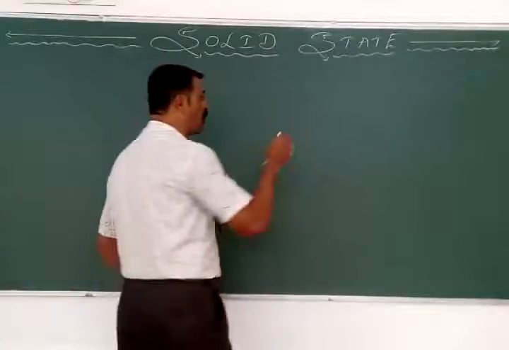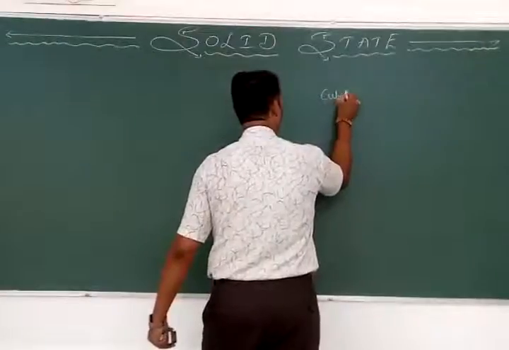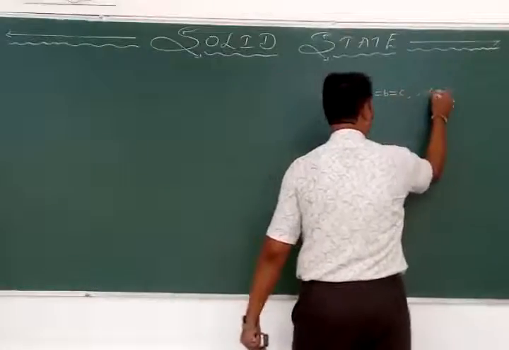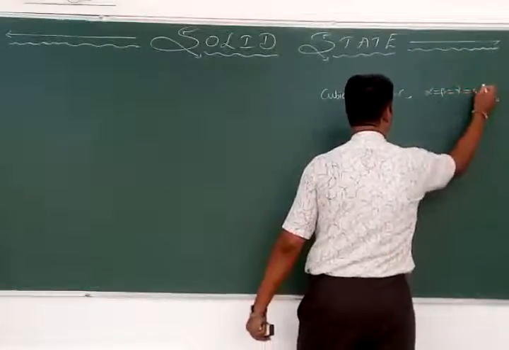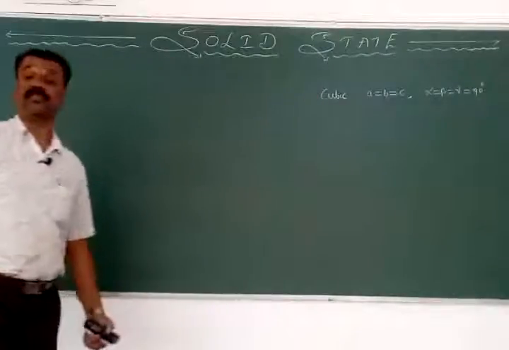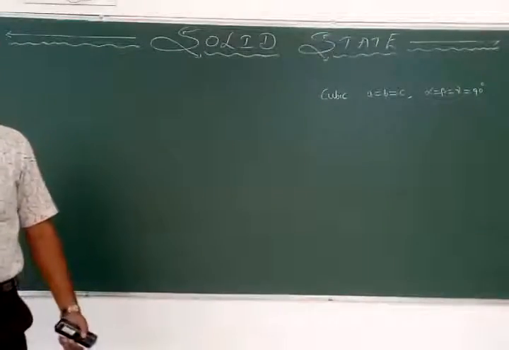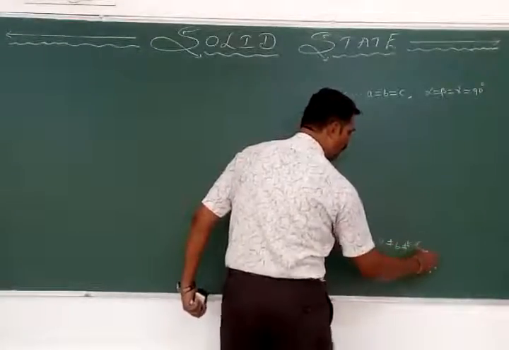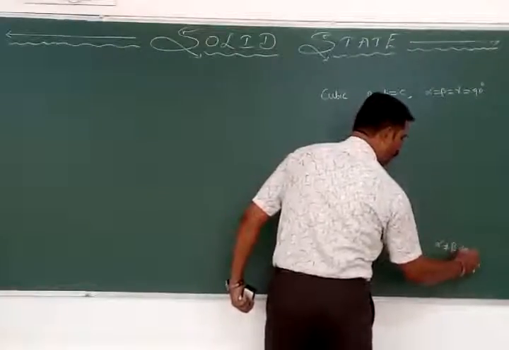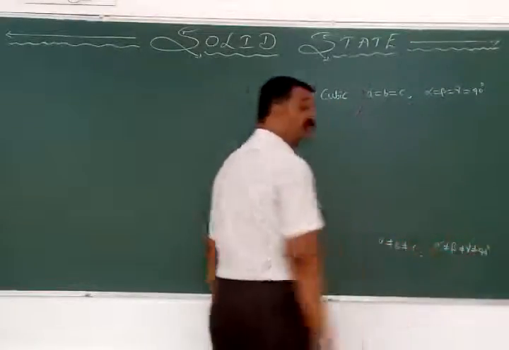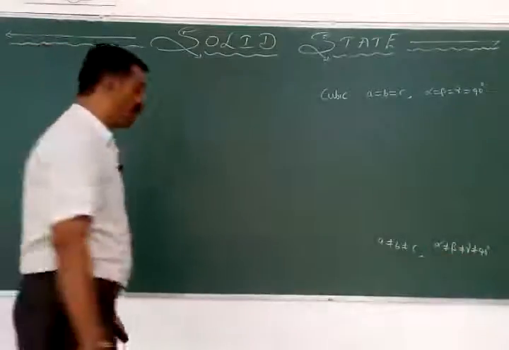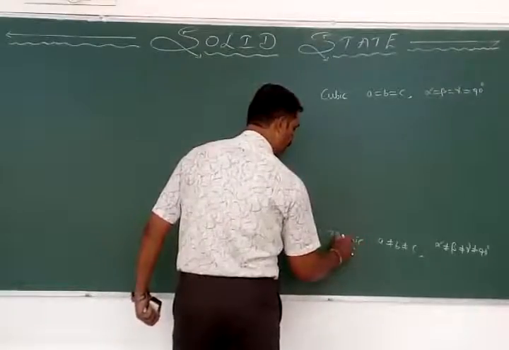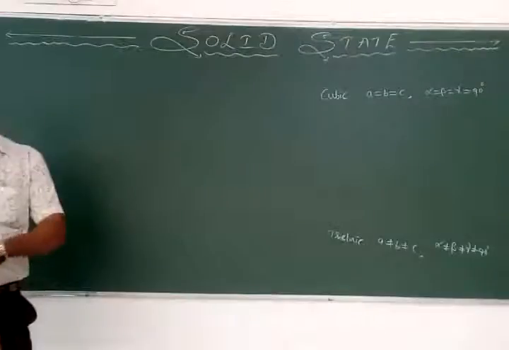As I have mentioned already, if it is cubic, A is equal to B is equal to C and alpha is equal to beta is equal to gamma, that is equal to 90 degrees, that refers to the most symmetrical, called the cubic crystal system. If A not equal to B, B not equal to C and alpha not equal to beta not equal to gamma, and all not equal to 90 degrees, it is just opposite to the first one. It is called the triclinic crystal system.